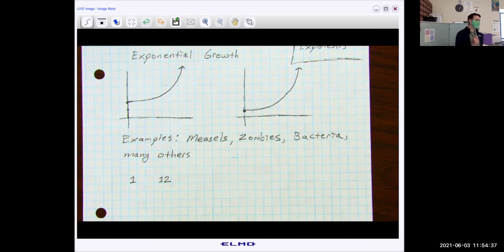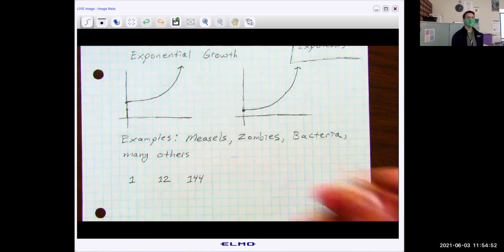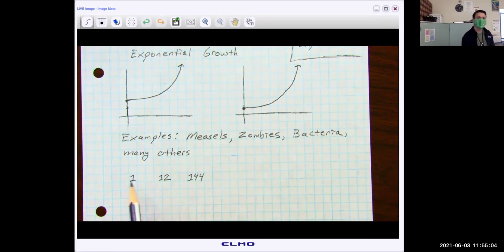Now, when those 12 people are sick, each of them is also going to infect 12 people. So you're going to get 12 plus 12 plus 12. You're going to end up with 144 newly sick people with measles. That's what exponential growth is. It's when the numbers are growing, but they're growing faster and faster and faster. Notice that every time we go up, we're multiplying by 12.